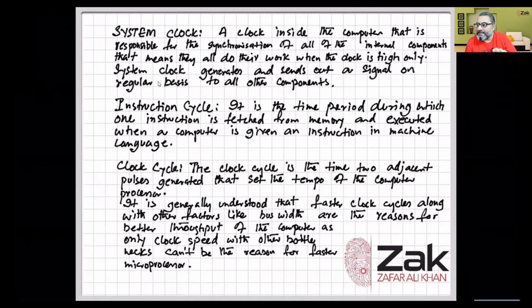between two adjacent pulses. Adjacent means on and off together, generated to set up the tempo of the computer processor. On off, on off, on off, on off. When it is off, the program is actually doing something. When it is on, next instruction.